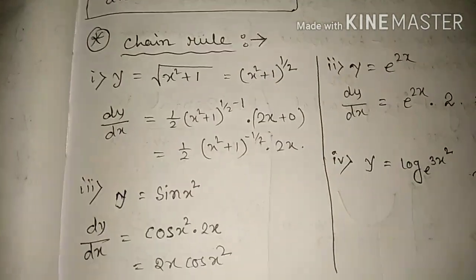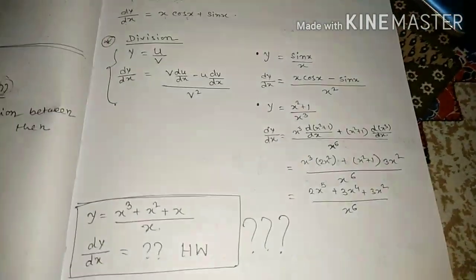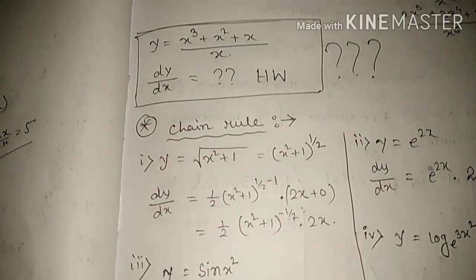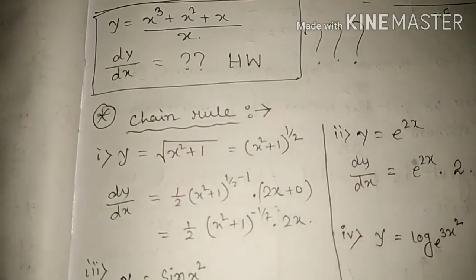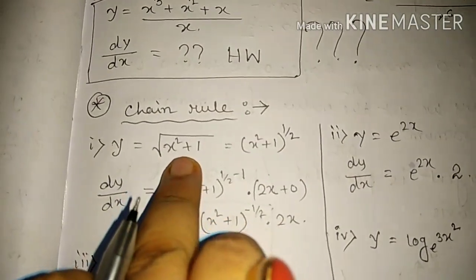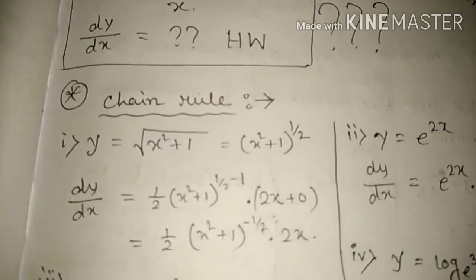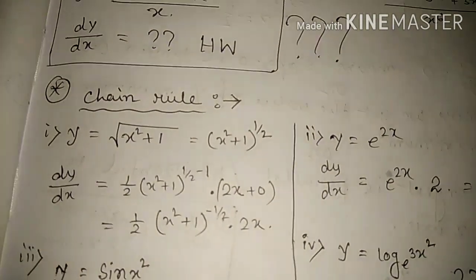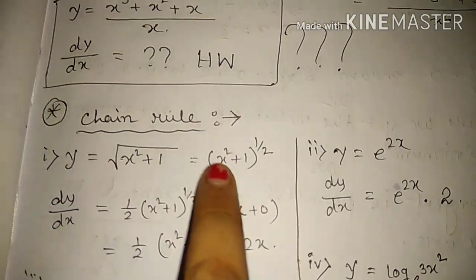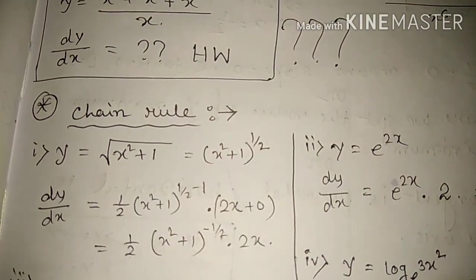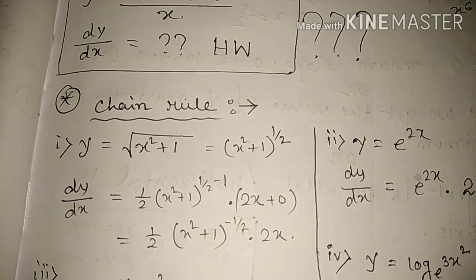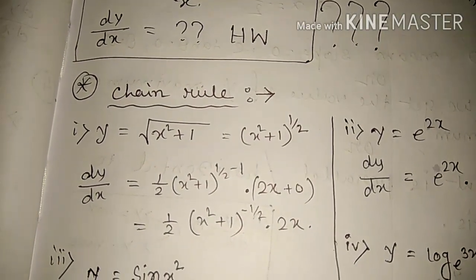Next one is chain rule. What is chain rule? Up to this, in multiplication and division, there is a single term, or some addition or subtraction. But the chain rule means the differentiation process is continued. How? Let's take one example. y equals root over x square plus 1. We can write it like this: y equals x square plus 1 to the power half. So now if we differentiate this, what is the answer?